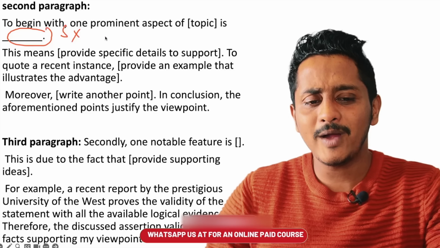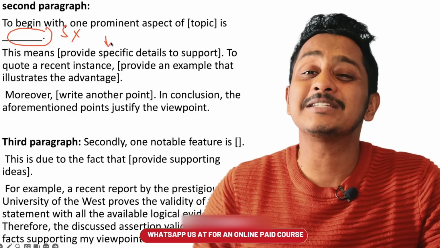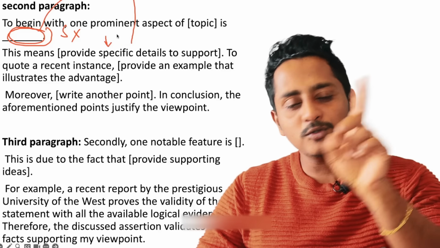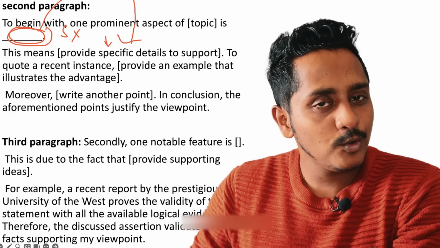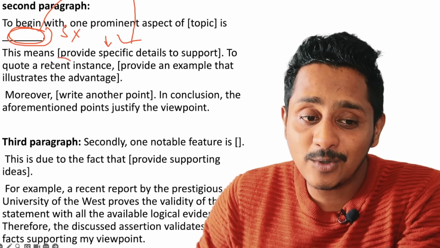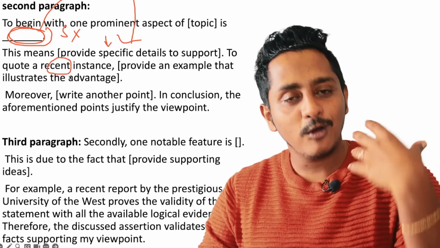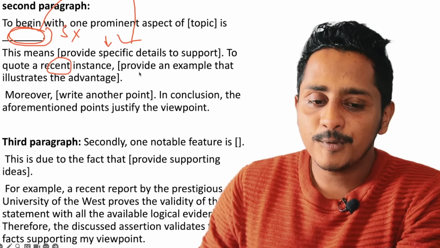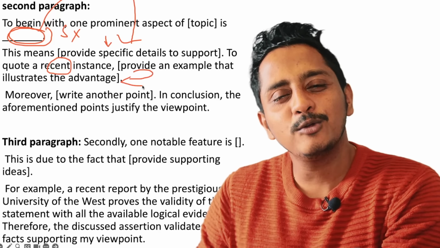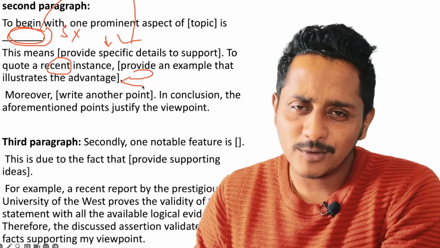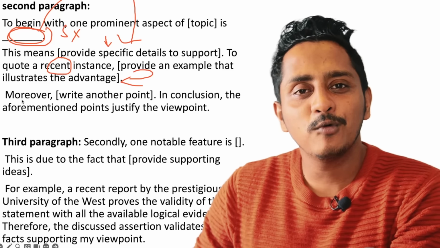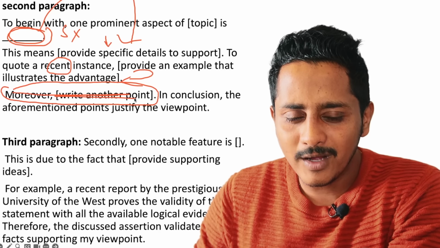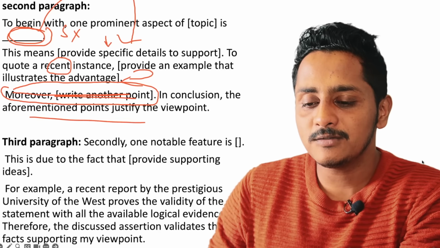This means you add a compound or a complex sentence which is a supporting point. The first line, whatever you wrote, this is an extension of it. 'To quote an instance', a recent instance, this is called a modifier. So the template covers many things, which automatically gives you a better score. Provide an example. You can write in 1 line or 2 lines. 1 line is enough. Add a compound or complex sentence. Moreover, if you have more thoughts in your mind, you can add this also. Otherwise, this is not required. In conclusion, the aforementioned points justify the viewpoint.